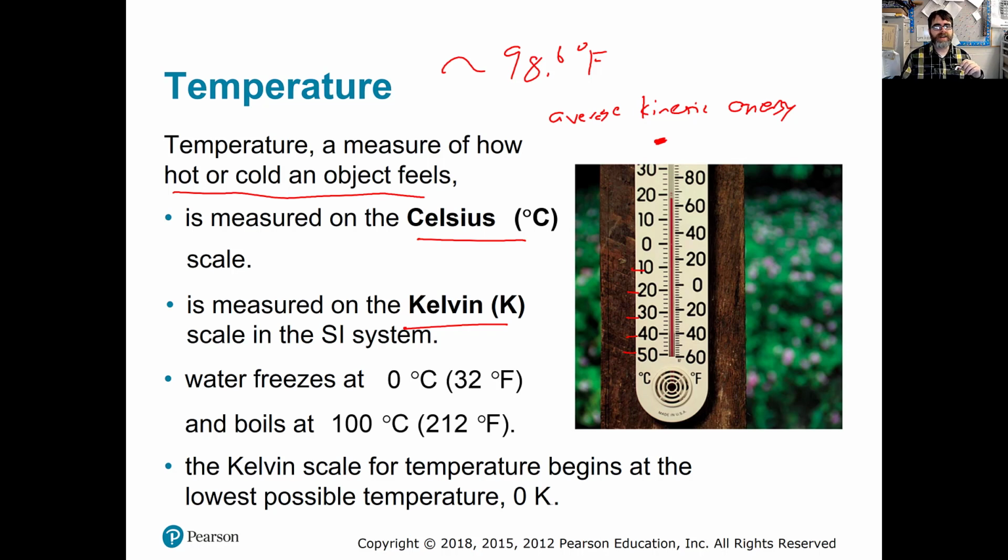And so it turns out that there is an absolute coldest temperature something can be. It's around negative 273 degrees Celsius. It's around negative 460-ish Fahrenheit. And wouldn't it make sense, since there is a coldest temperature, to call that zero?